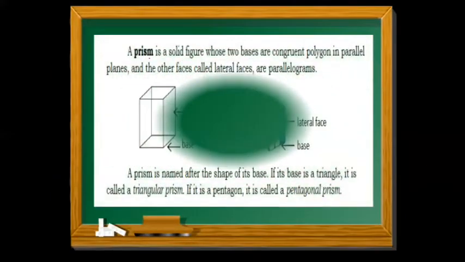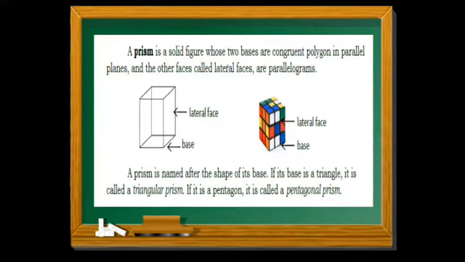Okay? So a prism. A prism is a solid figure whose two bases are congruent polygons in parallel planes, and the other faces called lateral faces are parallelograms. Like for example, yung cubes, yung ginagamit natin yung rubrics. This is the lateral face and this is the base. Okay? A prism is named after the shape of its base. If its base is a triangle, it is called a triangular prism. If it's a pentagon, it's called a pentagonal prism. Okay?